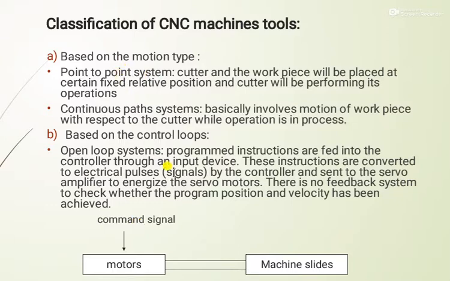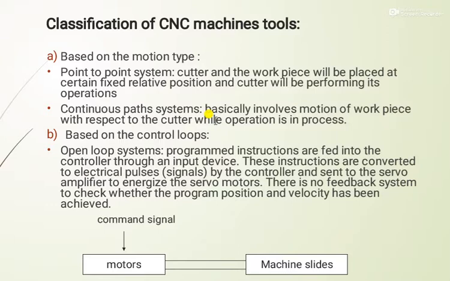We will see the classification of CNC machine tools. It is based on the motion type. Point-to-point system: the cutter and the workpiece will be placed at a certain fixed relative position and the cutter will perform its operation. Continuous path system basically involves motion of the workpiece with respect to the cutter while the operation is in process.